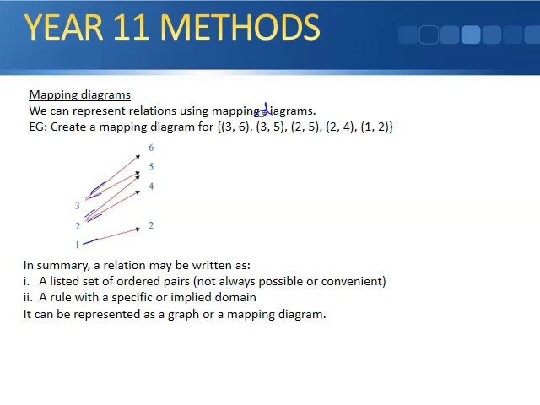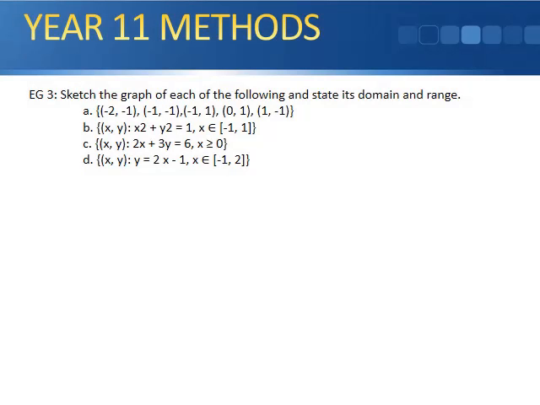In summary, a relation may be written as a list, a set of ordered pairs, not always possible or convenient, a rule with a specified or implied domain, and it can be represented as a graph or a mapping diagram. Example 3 says sketch the graph of each of the following and state its domain and range. So I'll do part A over here. I won't write it out again, but I'll need points.